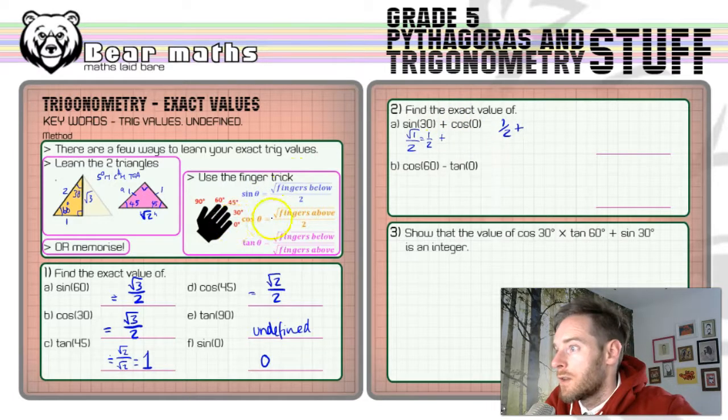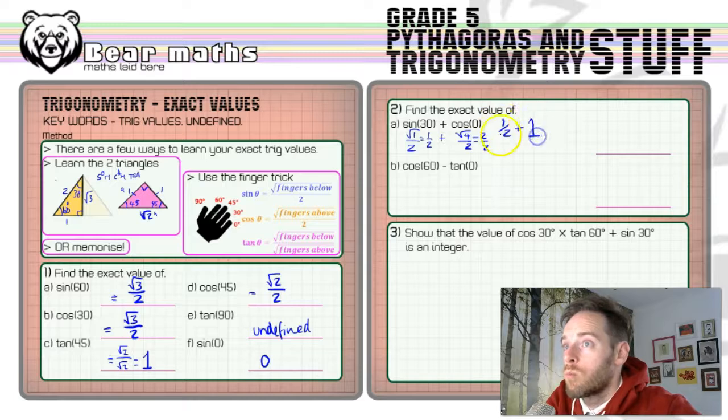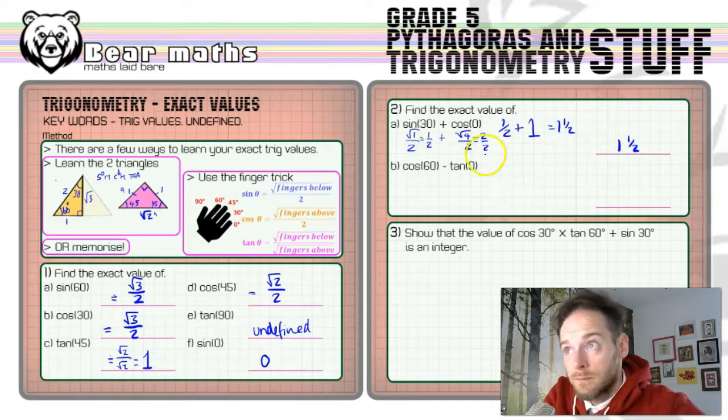So 0 is there, fingers above, 1, 2, 3, 4. There are 4 fingers above, so that's root 4 over 2. Root 4 is 2. 2 over 2 is 1 whole. So that's just 1/2 plus 1 whole, which is equal to 1 1/2, or 1.5. We put 1 1/2. There you go. Better calculations with them. All right, that's all we're doing there.